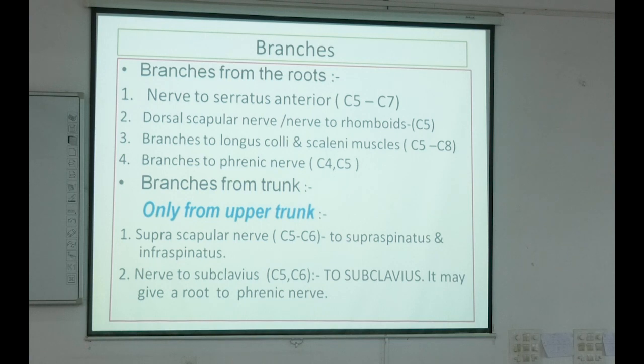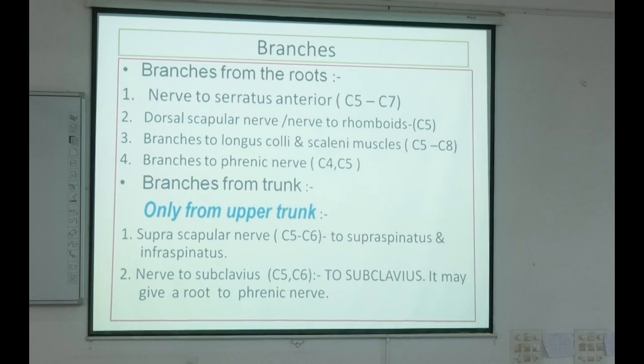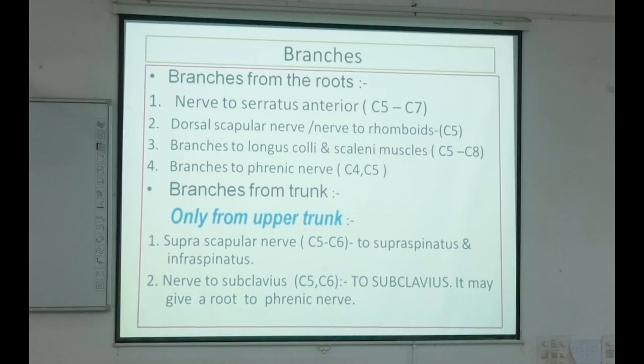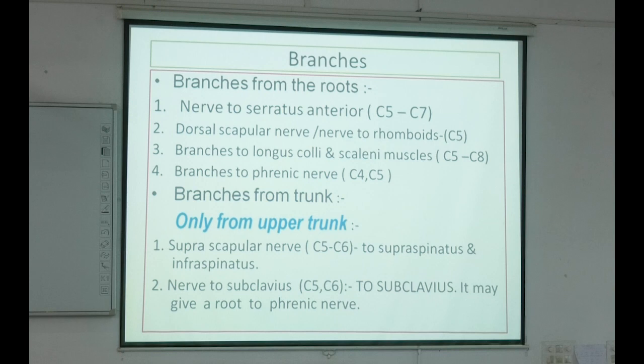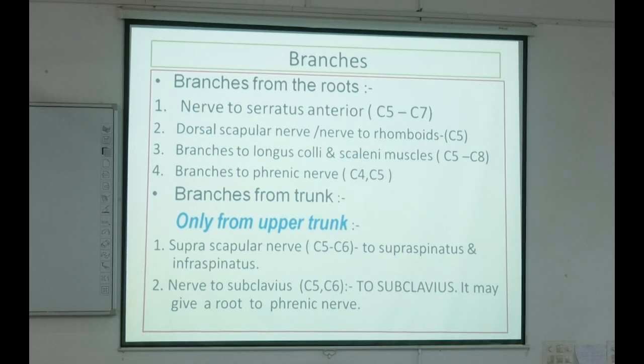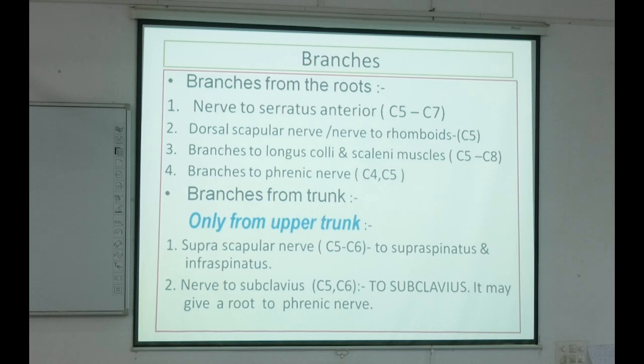তোমাদের মুখস্থ করে নিতে হবে, এটা উপায় নেই, এটা কোনো মনে রাখার কিছু নেই, you have to memorize it. Nerve to serratus anterior, dorsal scapular nerve, branches to longus colli and scalene muscle, branches to phrenic nerve. Roots এর পরে কি আছে? Trunk. There is a trunk.